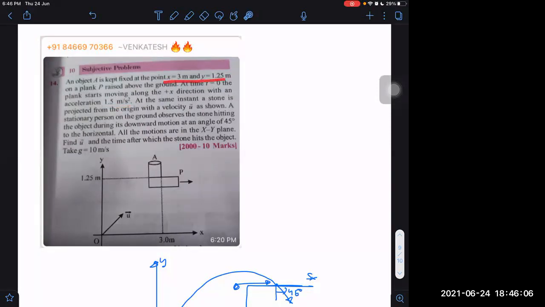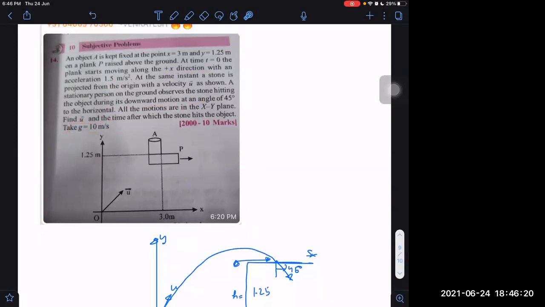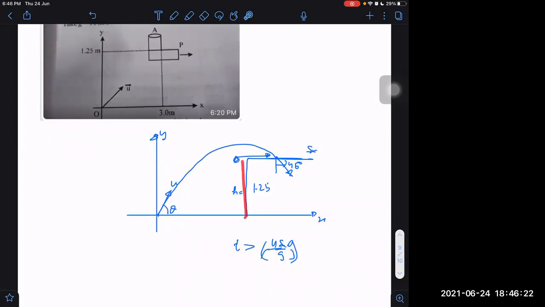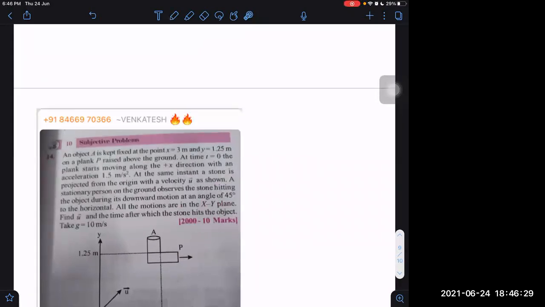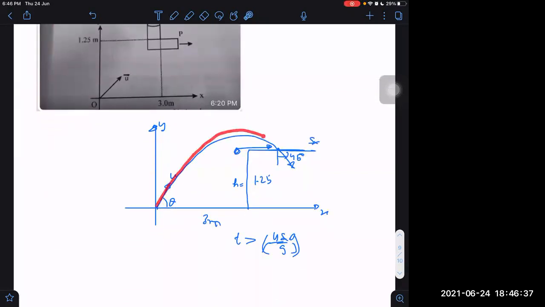X is equal to 3 and y is equal to 1.25 plus, x direction is 1.5. Then find u and the time after which the stone hits the object. Right? What is the data given? Height is given and this distance is given, 3 meters. Are they traveling at the same time or different times? At t equals 0, the plank starts moving, and at the same instant it was also projected. So the time taken will be the same for both.